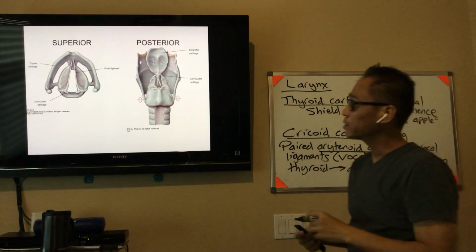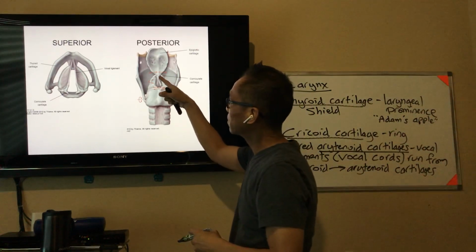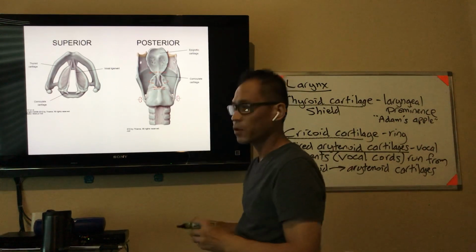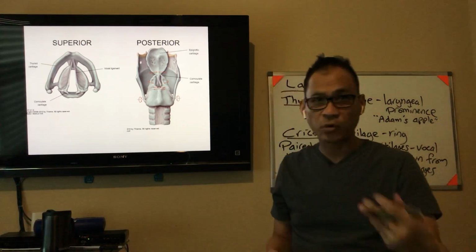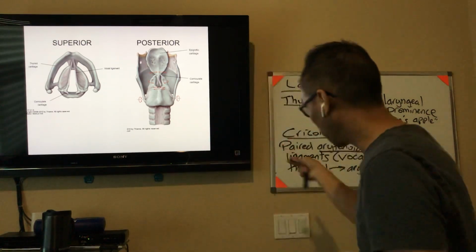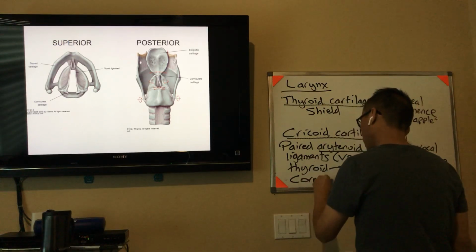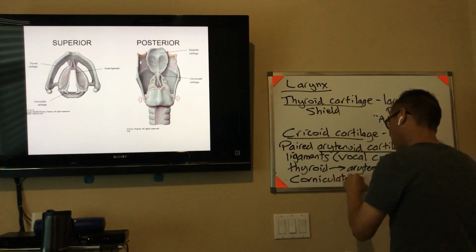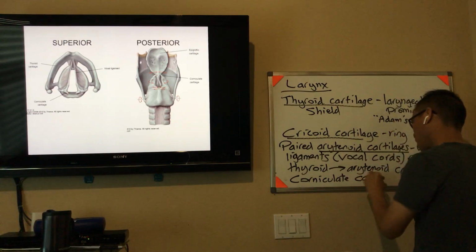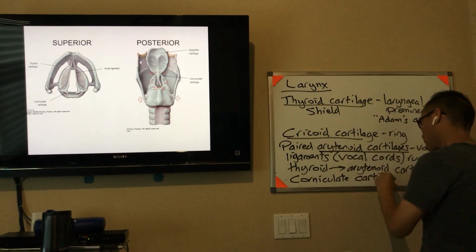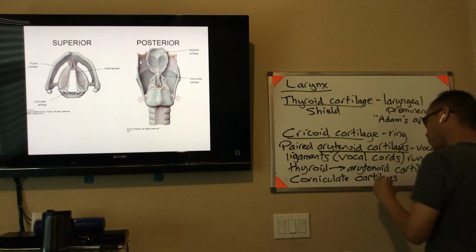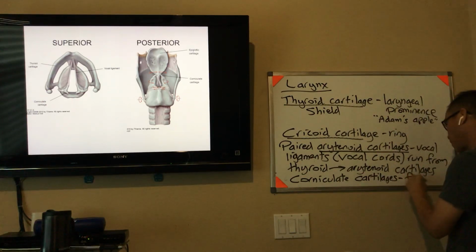Also note these little horn tips. Those are the corniculate cartilages, which form the corniculate tubercle. So I'll squeeze them in on the bottom here. They form the corniculate tubercles of the same name.